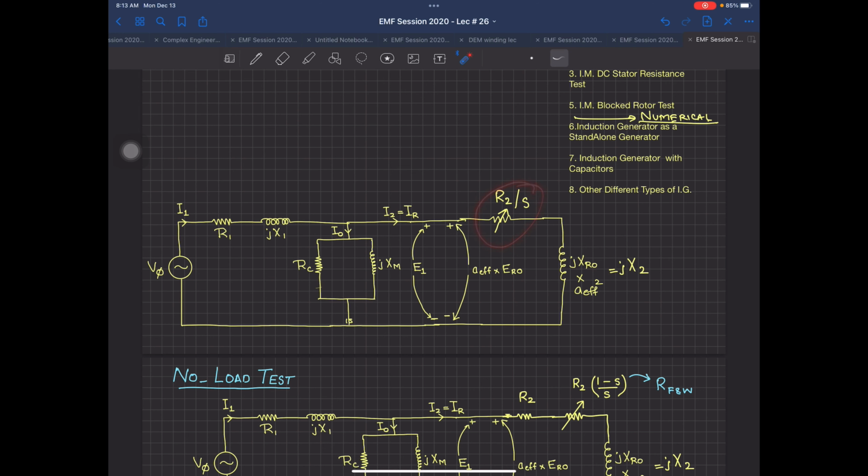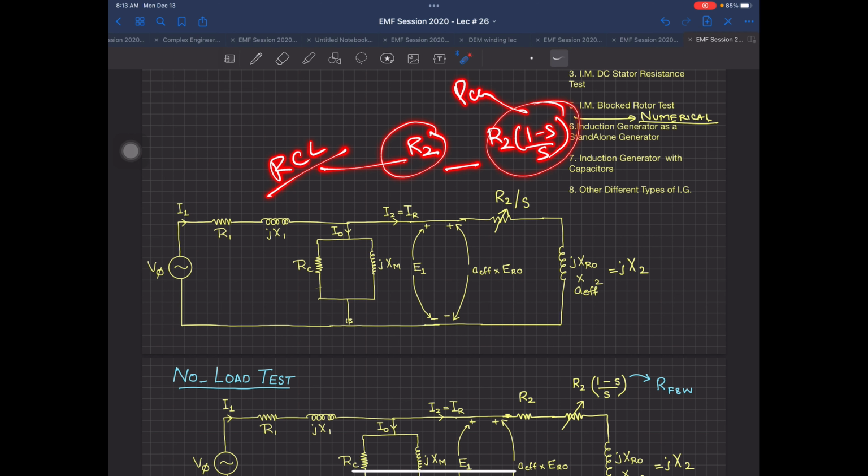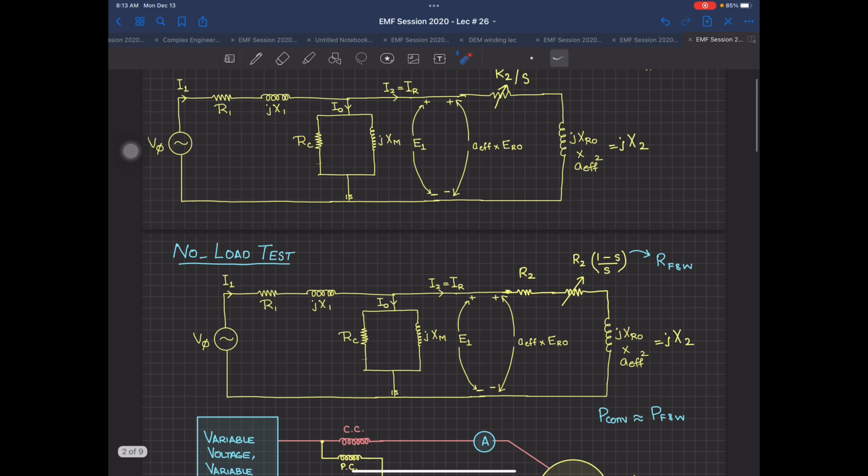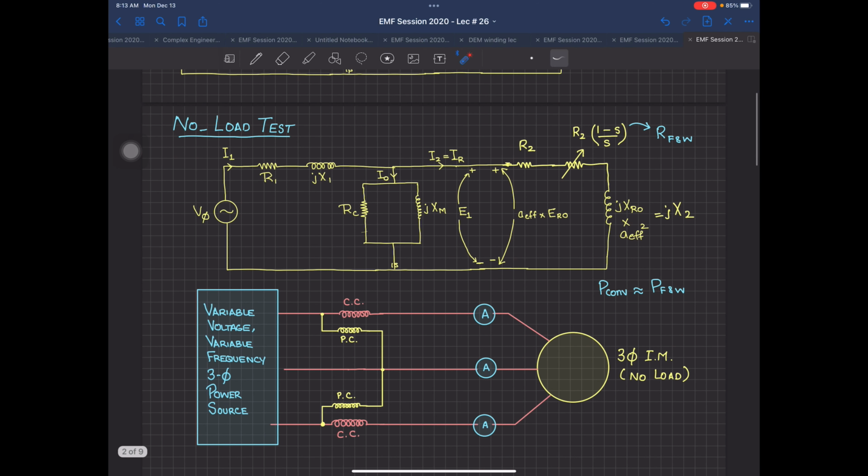Plus this R2 by s can be bifurcated into two parts. We told you this previously as well, that this was R2 and R2 (1 minus s) over s. What was R2? This was for the rotor copper losses over there. This one was for the P converted, which is actually the converted power into your mechanical source. jX2 is the leakage reactance of the rotor. And this equivalent circuit, when it is bifurcated, here you can see what I have done, R2 and R2 (1 minus s) by s over here. So I have bifurcated. If you add these two, certainly this is equal to R2 by s over there.